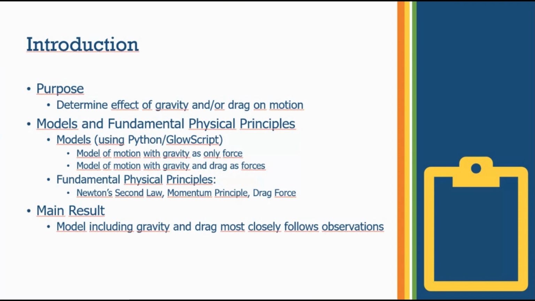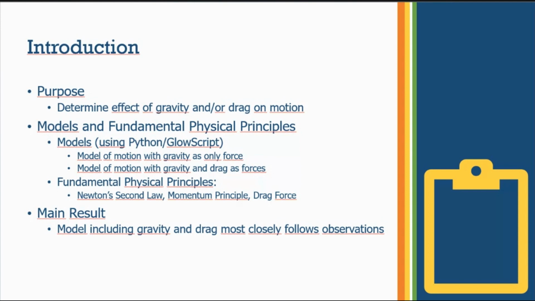I made two models, one for gravity as the only force, and one with gravity and a drag force as the forces acting on the paper ball. They were made using Python. The fundamental physical principles evident in this lab are Newton's second law, the momentum principle, and drag force. The main result is that the model that included both gravity and the drag force most closely followed the observed motion of the paper ball.